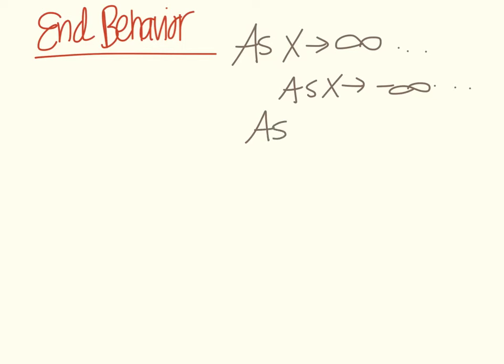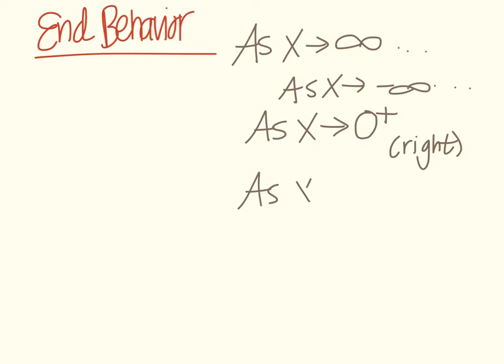So, for the first one, we actually need to look at as x approaches 0. But then we also have to add direction to this because it approaches 0 from two different ways and it does two different things. So you're going to see a little plus sign. That means as it approaches 0 from the right. And you might see a little minus sign, and this means as it approaches 0 from the left.